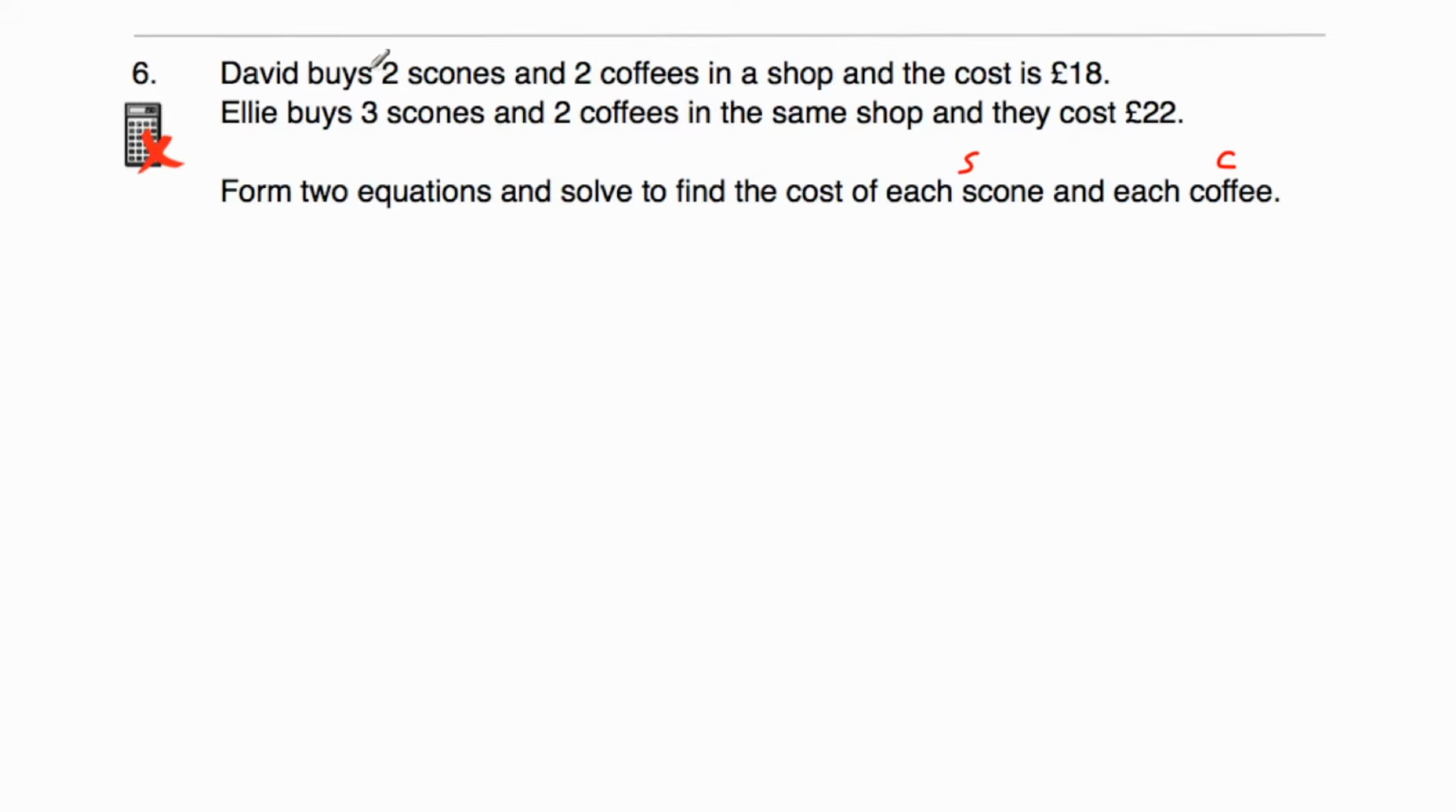So our 2 equations would be: David buys 2 scones, so that's 2S, plus 2 coffees, 2C, and the cost is equal to £18. Ellie buys 3 scones, so 3S, plus 2 coffees, 2C, and that's equal to £22. And let's call our equations equation A and equation B.